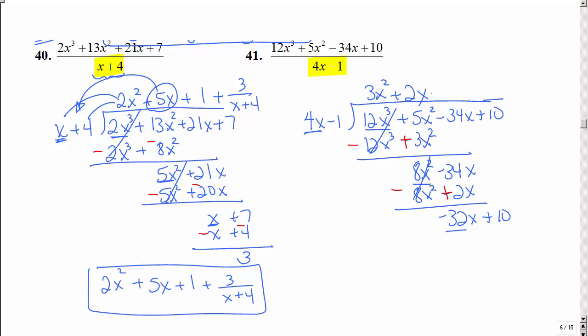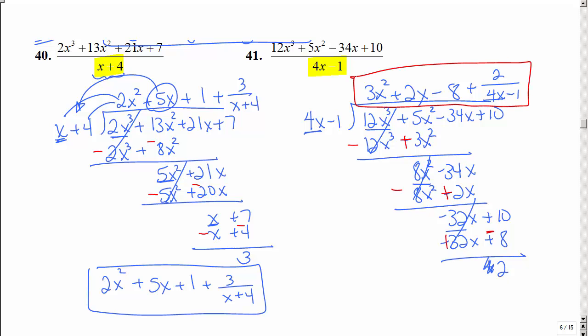Again, divide. That's minus 8. Draw your line. Change the sign. Or just a 2, I guess. But I'm going to put plus 2 over 4x minus 1 up here.